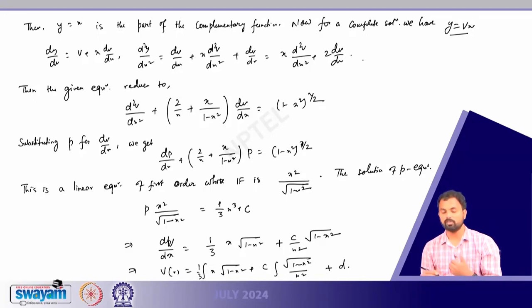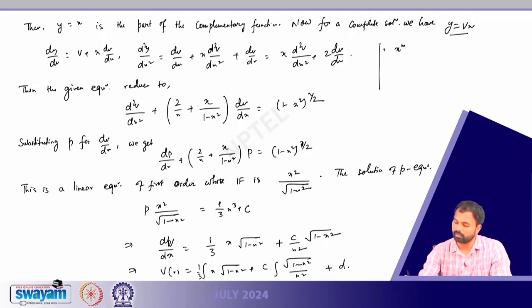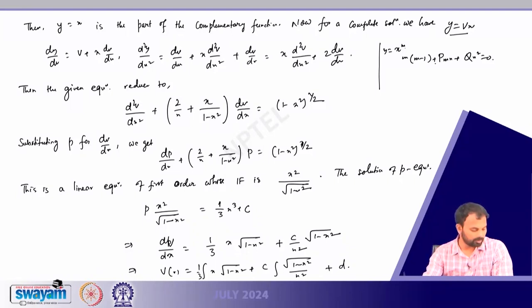Now, if we assume a solution of the type x to the power m, we can also have y equals x to the power m as the trial solution. Then you do the second order derivative, put it back into the equation, and our auxiliary equation will look something like this: m into m minus 1 plus p m x plus q x square equals 0. When we put m equals, let us say, 1, this part will be gone, m into m minus 1, and then we will have y equals x, p x plus q.